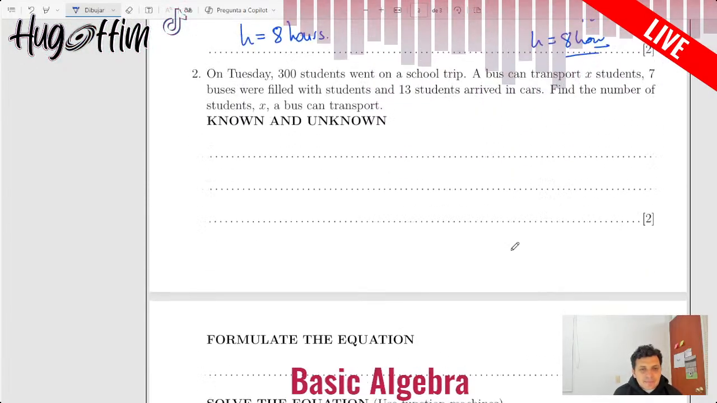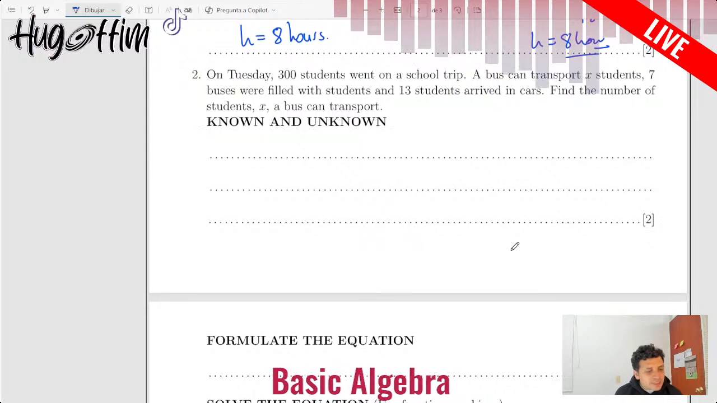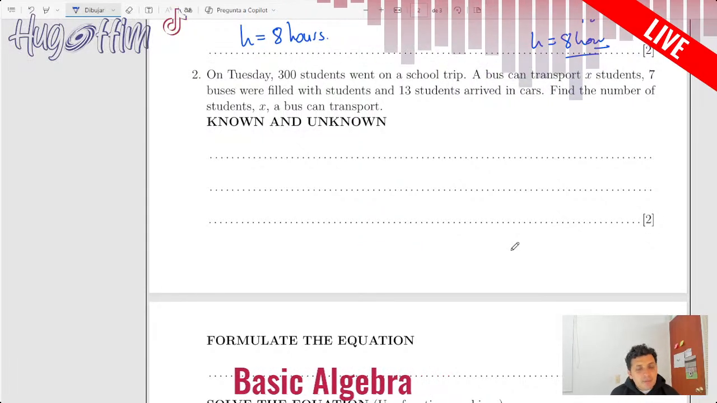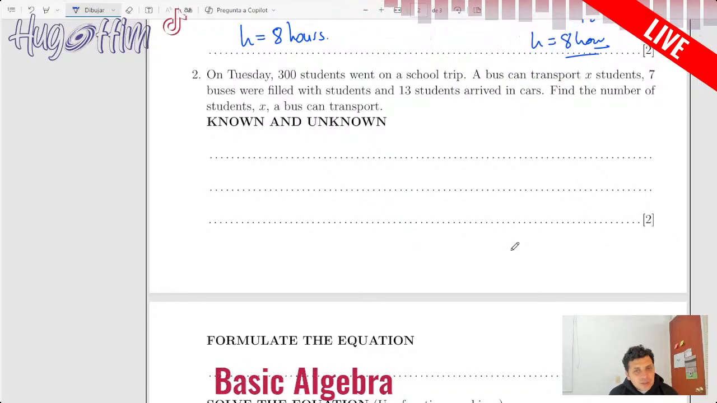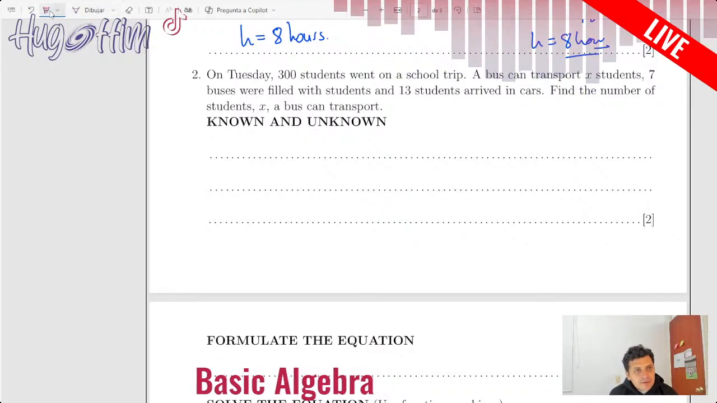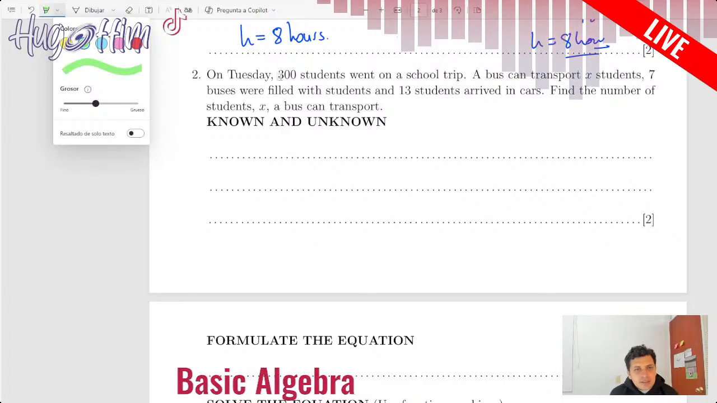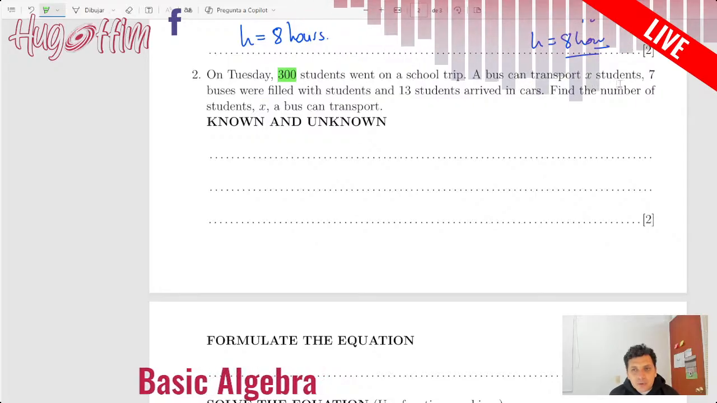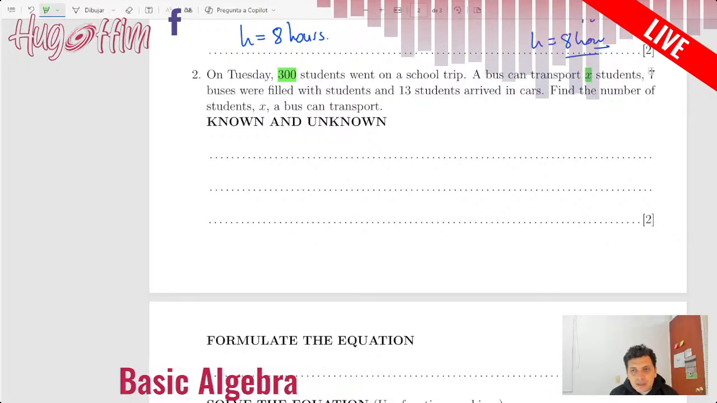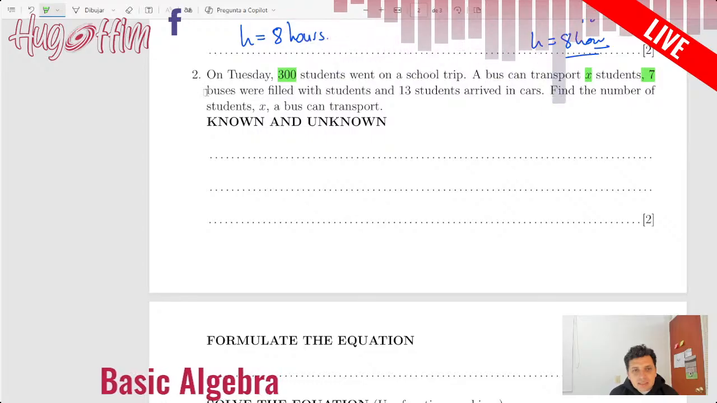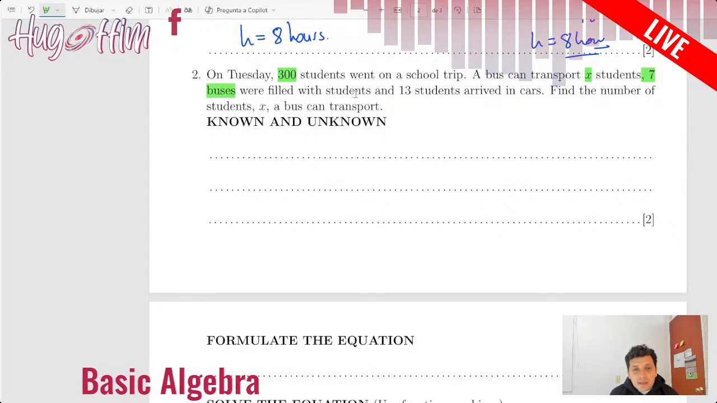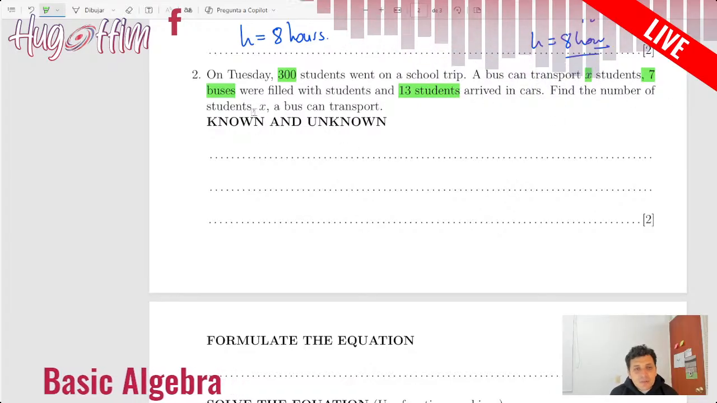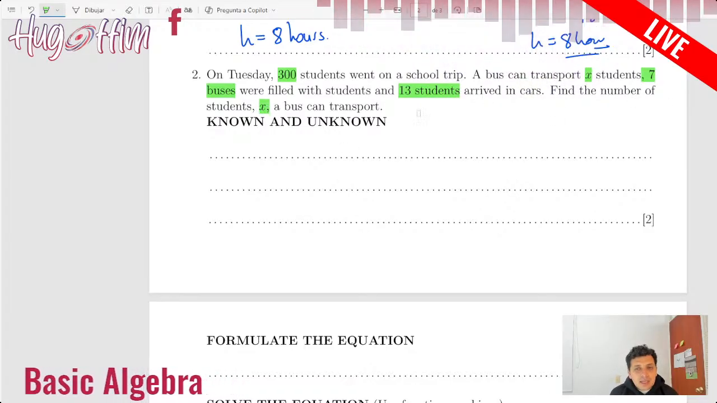Let's see this second question before we finish today. So I'm going to just, meanwhile I read, I'm going to highlight the information. Okay? So I have here, I'm going to highlight it in green. So I have 300 students went on a school trip. A bus can transport X students. I'm going to put it in green. 7 buses were filled with the students and 13 students arrived in cars. Find the number of students X a bus can transport.